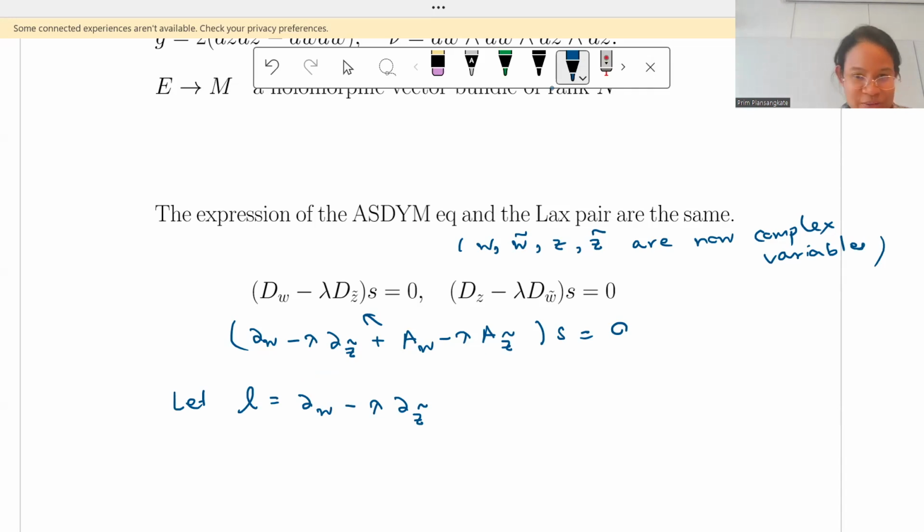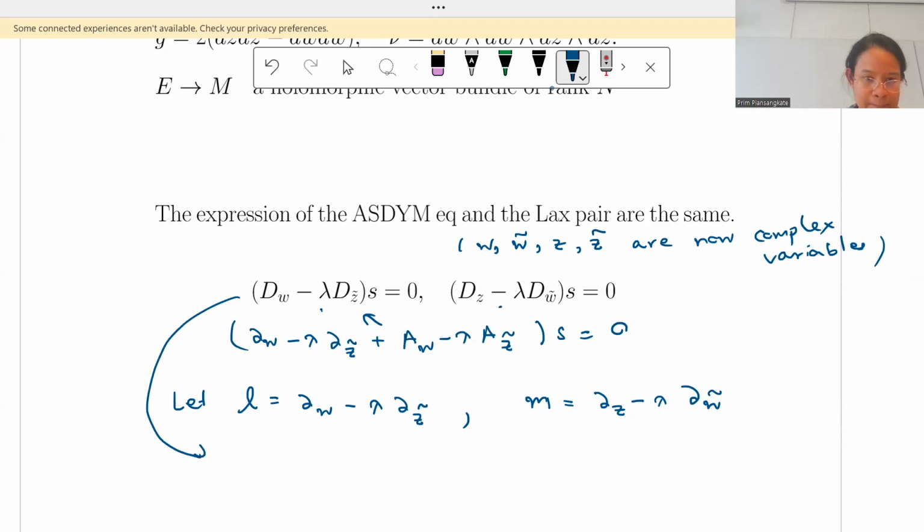Okay, yes, let's let L be this for the first equation, the Lax pair, and let's let M be this vector field for the second equation. Then the Lax pair is actually a contraction of the covariant derivative with the vector field L. And the second equation would be a contraction with M.